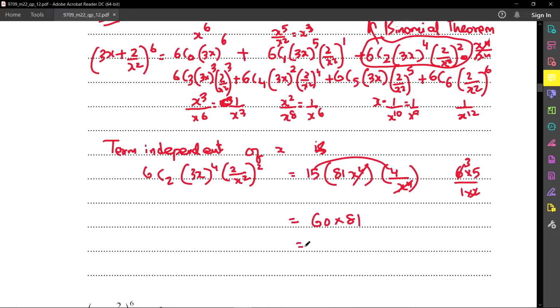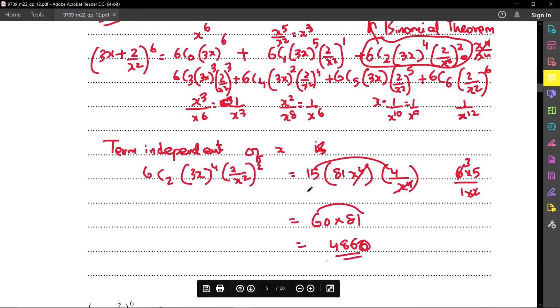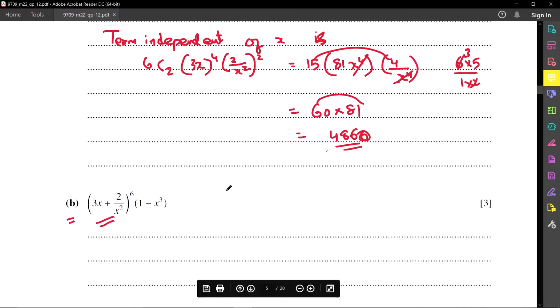When you multiply with 6, 6 ones are 6, 6 eights are 48. So that is the 4860. 4860 is the term independent of x.